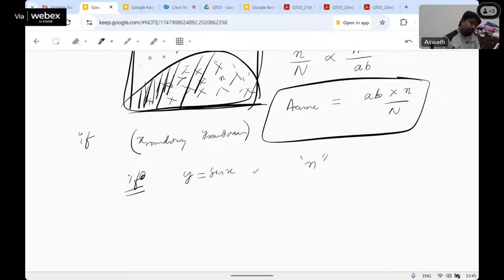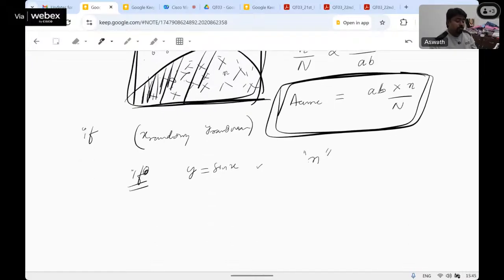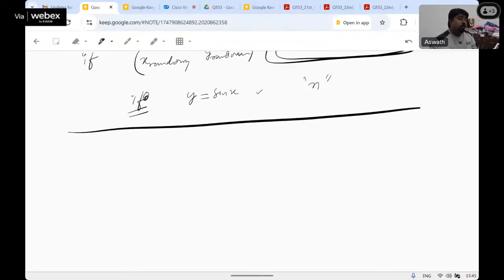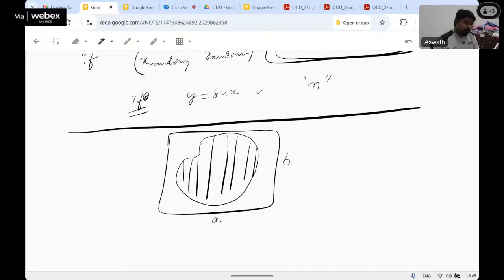In this way, using Monte Carlo integration, you can get much more accurate solutions. The only problem here is that I need to know the dimension of the system. Let's say I have a random closed curve like this and I want to find its area. What I do is enclose it within a box of length A and breadth B. Now I'll drop points throughout.